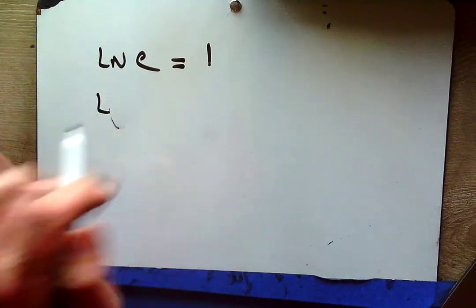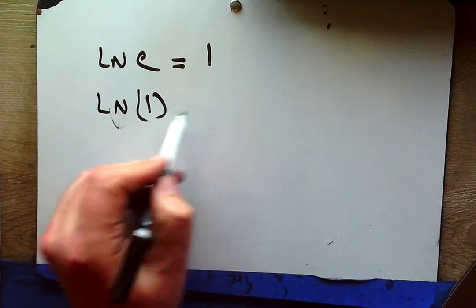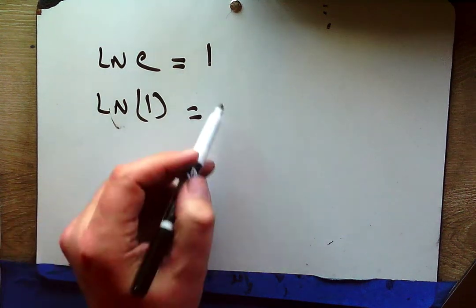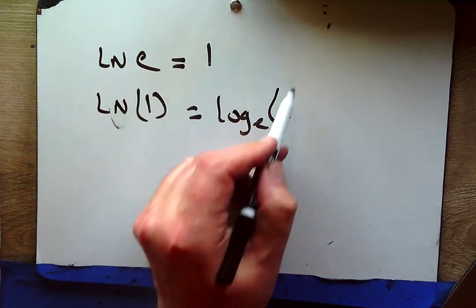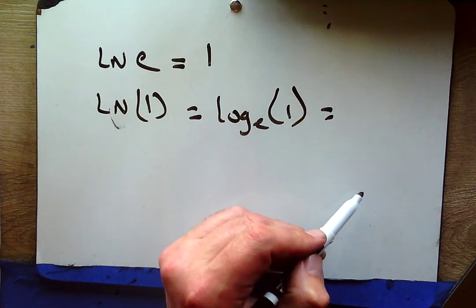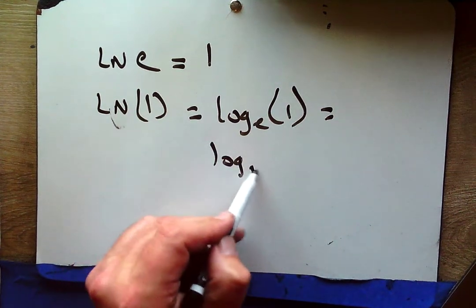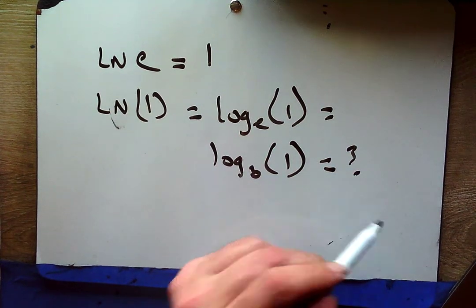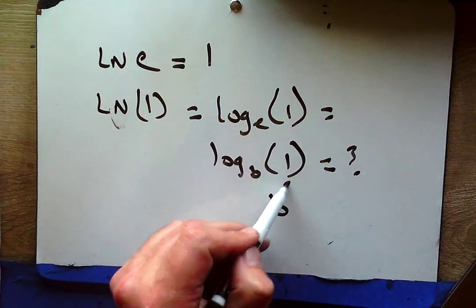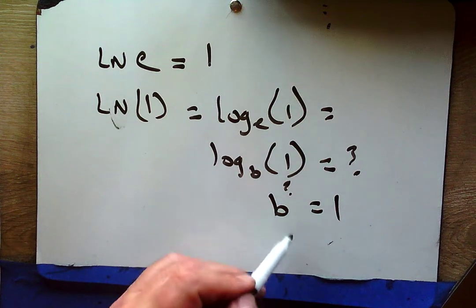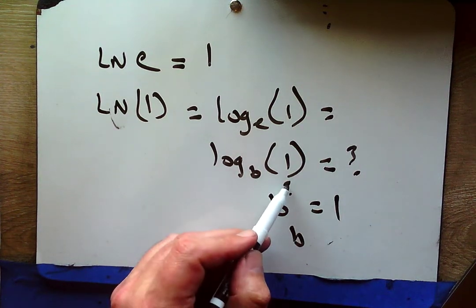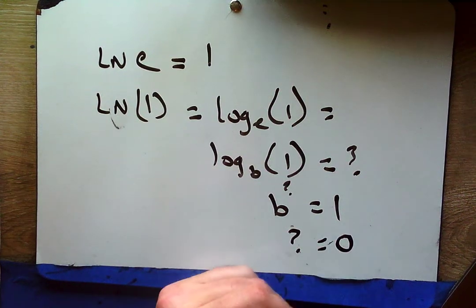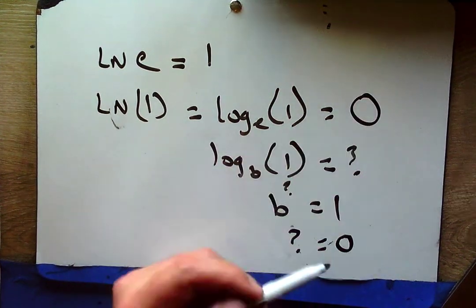What about the ln of 1? What do you mean you don't know? This is the same as log base e of 1. What was log base b of 1 equal to? Oh, b to the question mark equals 1. What does the question mark have to be? Question mark is 0. This is equal to 0.